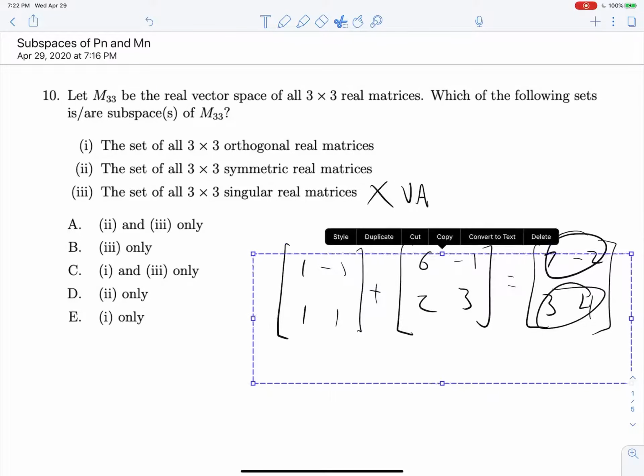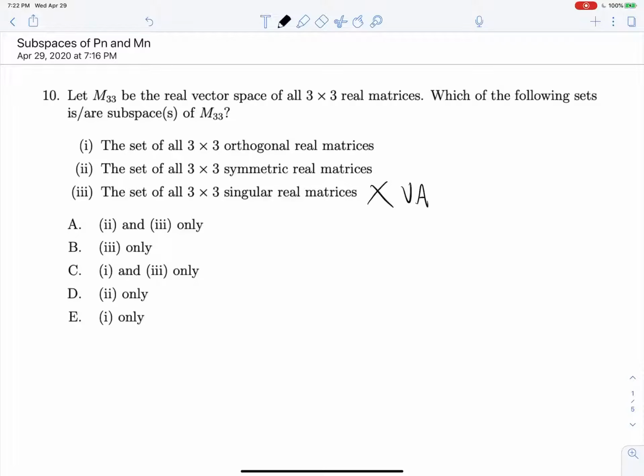So this will generalize to the 3 by 3 case, and it turns out 3 by 3 orthogonal matrices are also not closed under vector addition. So we know our answer. It's 1 only, orthogonal. I'm sorry, we just checked orthogonal. Sorry about that. So yeah, we know our answer. It's 2 only, but why?